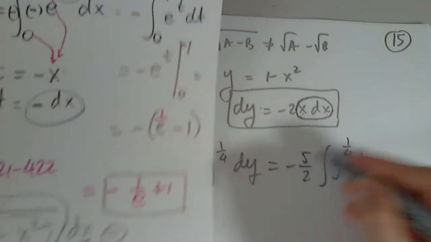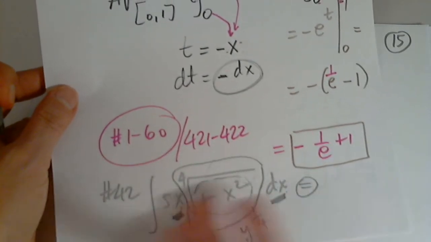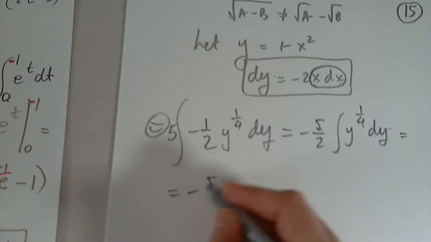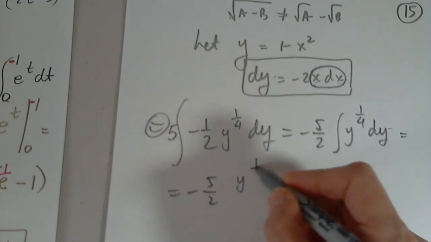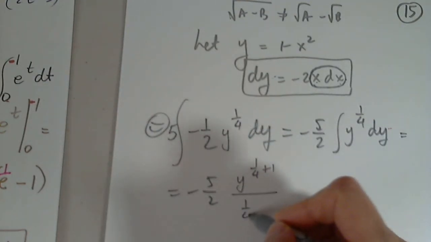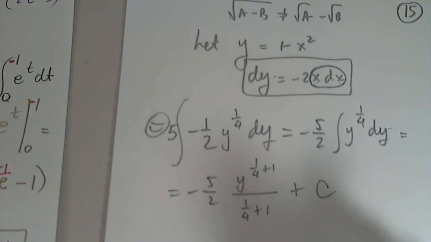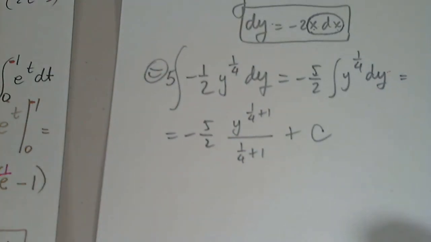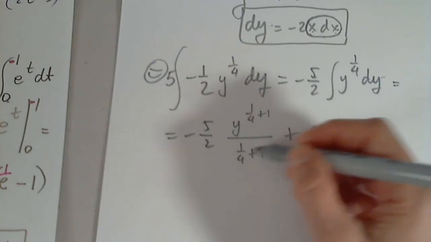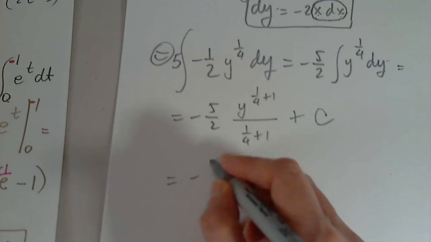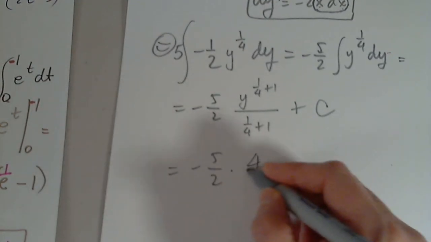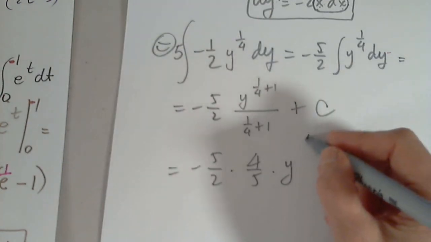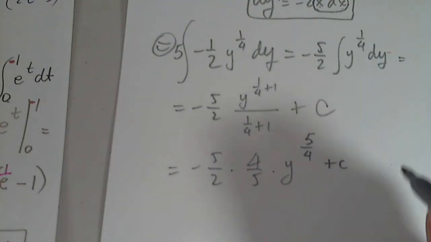Much more human than what I had before. I didn't even know what to do with all this. But now I will say -5/2 y to 1/4 plus 1 over 1/4 plus 1 plus a constant c. I know that this must be a function. It's an indefinite integral. So 1/4 plus 1 is 5/4, and I flip that. So -5/2, 4/5 times y to power 5/4 plus a constant c.